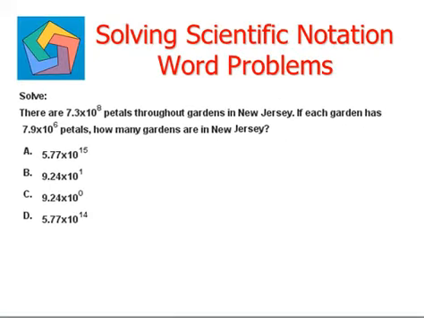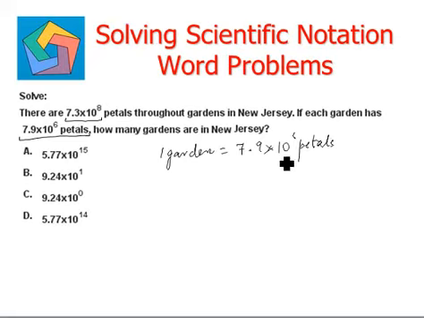Let's try the next question. Solve. There are 7.3 into 10 to the power of 8 petals throughout the gardens in New Jersey. If each garden has 7.9 into 10 to the power 6 petals, how many gardens are in New Jersey? So they say that one garden has 7.9 into 10 to the power 6 petals, and the total number of petals is equal to 7.3 into 10 to the power of 8.